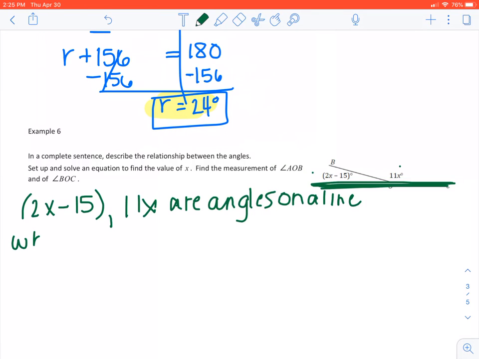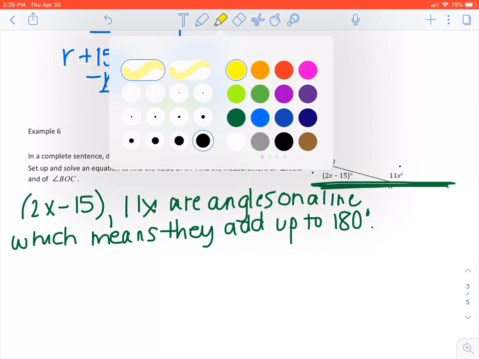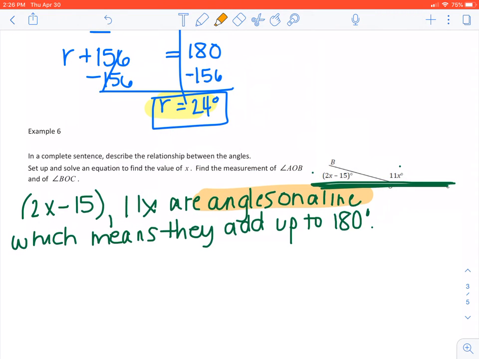which means they add up to 180. Okay, so I'm just going to point this out here. We have angles on a line. They add up to 180.